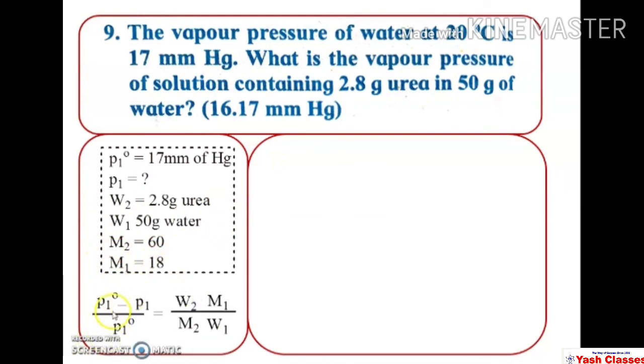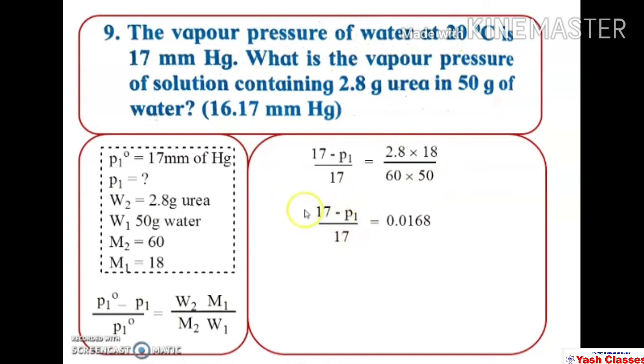So this is the formula. Relative lowering of vapor pressure is given by W2 M1 upon M2 W1. So just substitute the values of P1⁰, W2, M1, M2 and W1, to find out the partial pressure. So 17 minus P1 upon 17 is equal to, when we solve this right side term, it comes 0.0168, and finally 17 minus P1 is equal to 0.2856, and hence P1 is equal to 16.17 mm of mercury. So this is the answer.